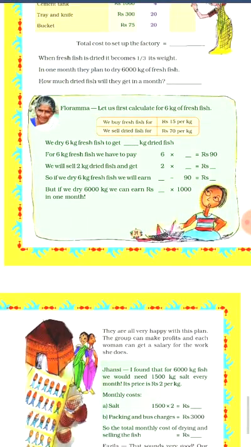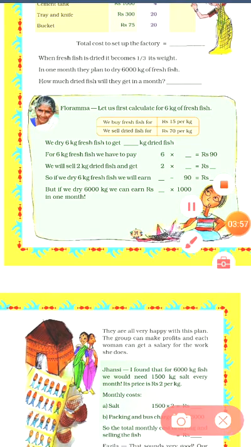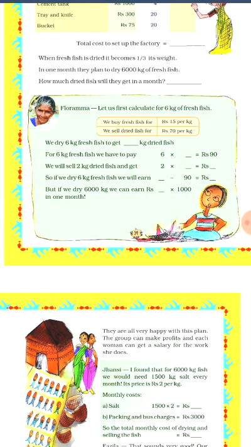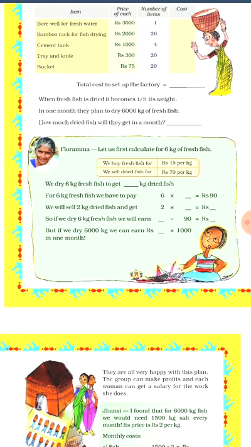Okay, after that, it is asking for 6 kg of fresh fish, how much we have to pay. As we have discussed earlier, we have to pay 90 rupees. But what amount do we have to write here? Here we have to write 15 rupees, because with the help of 15, we can find the cost of 6 kg of fresh fish. Is it clear? Yes.